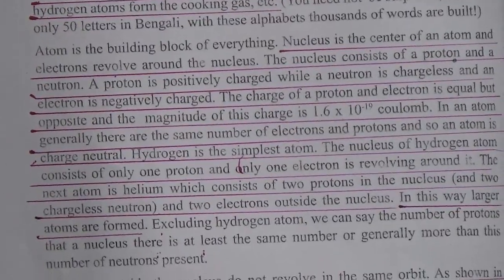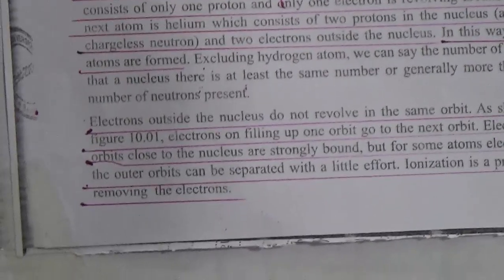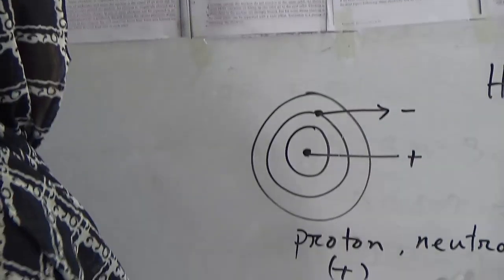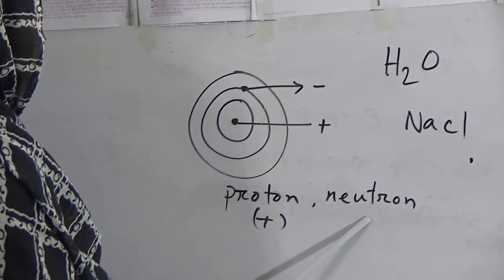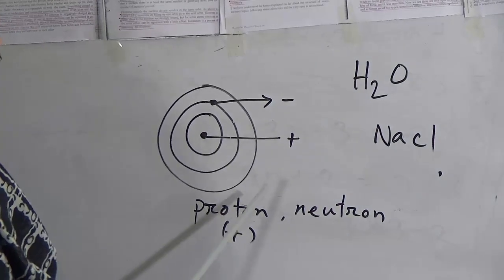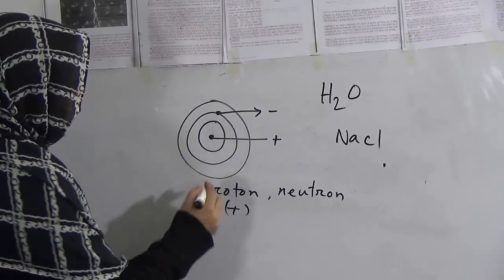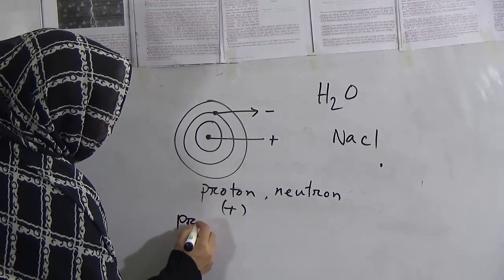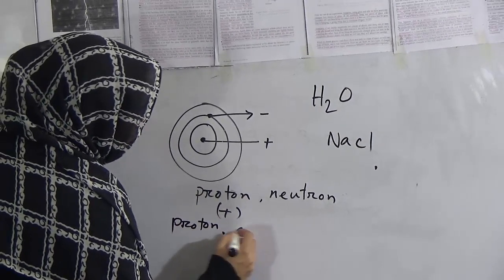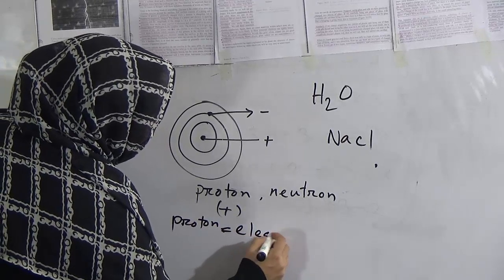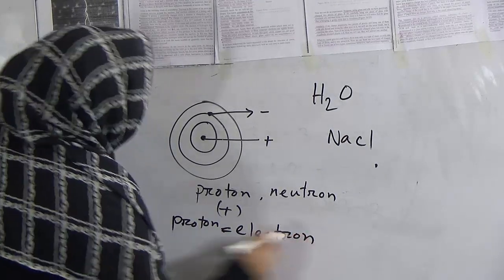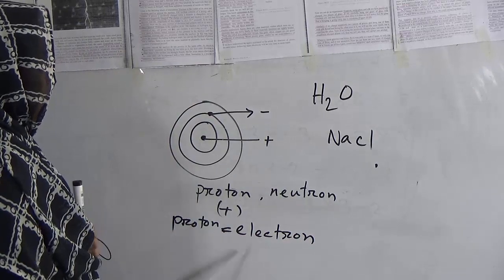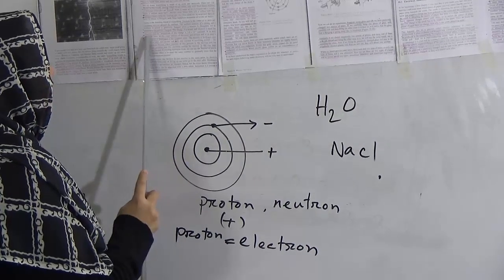The nucleus consists of proton and neutron. Proton is positively charged and neutron is negatively charged. The charge of proton and electron is equal but opposite.